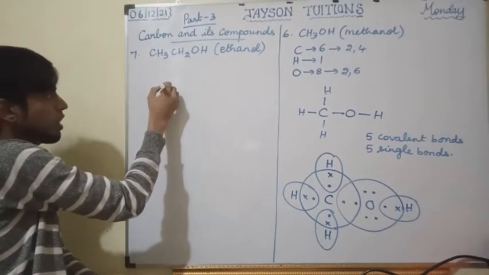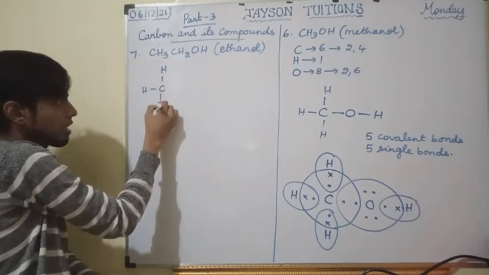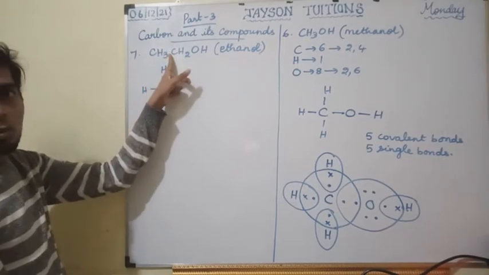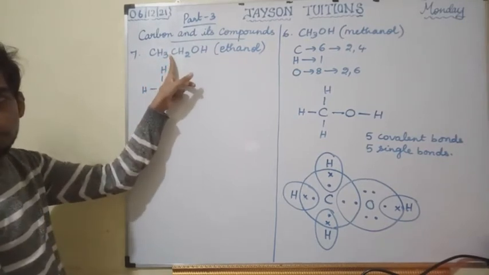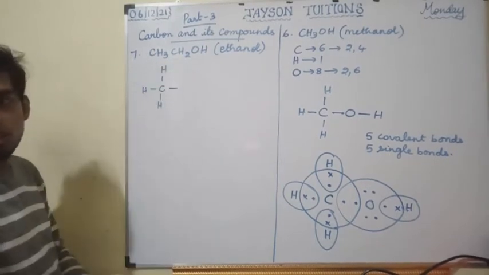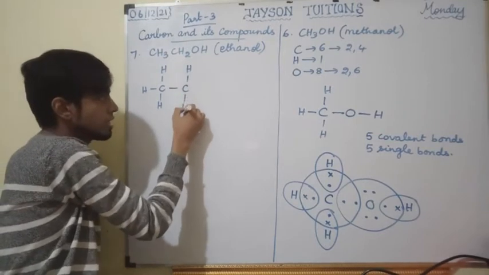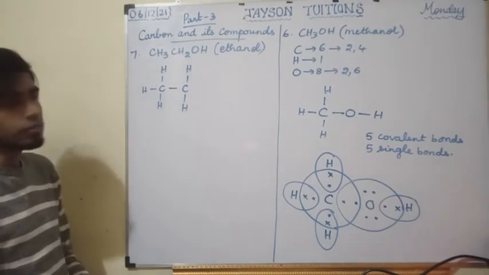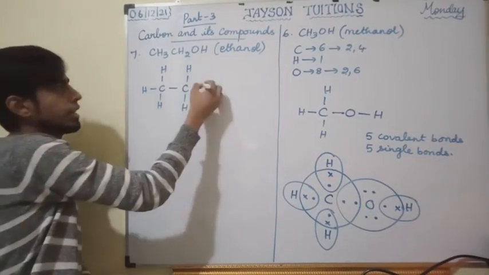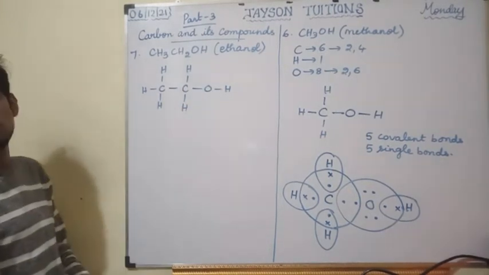CH3 means what? 3 hydrogens are attached to the carbon. So this is CH3. In between there is no bond given. So what is the meaning of that? In between there is a single bond. Then CH2. CH2 means what? To this carbon, 2 hydrogens are attached. Then in between there is no bond, so it means single bond. Then OH. So like this, this is the structure for ethanol.